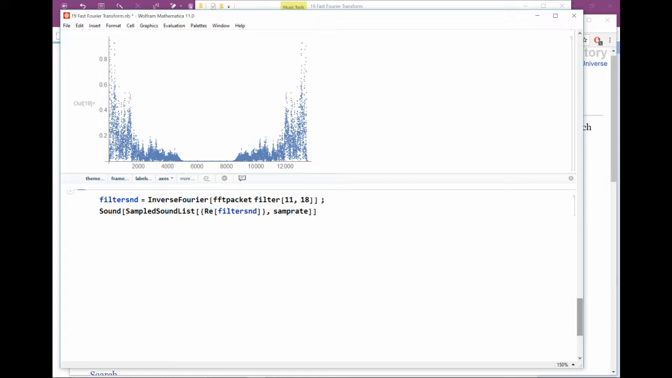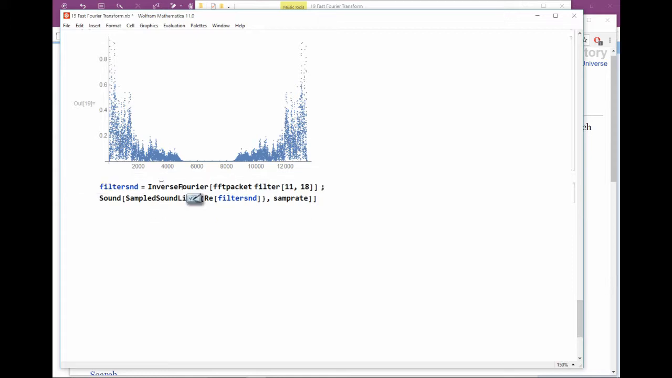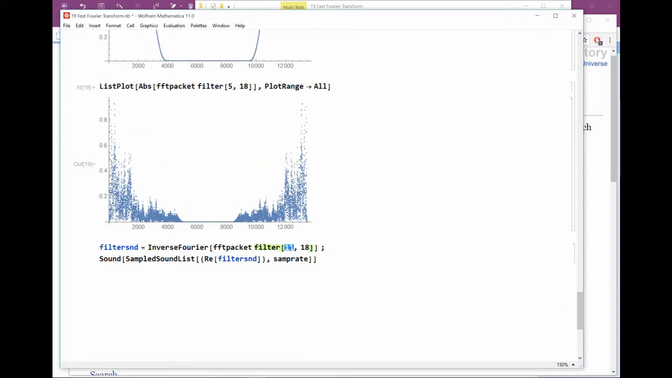So what I'm going to do is multiply my Fourier transform by this particular filter, and then invert the Fourier transform and use the real part of this Fourier transform to generate the sound.